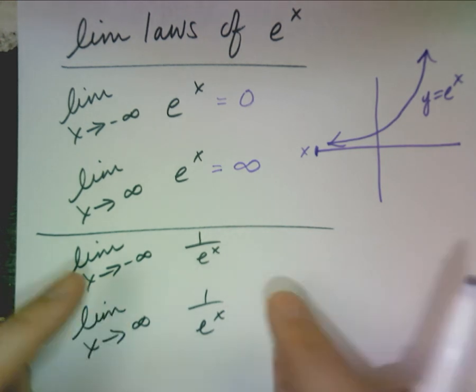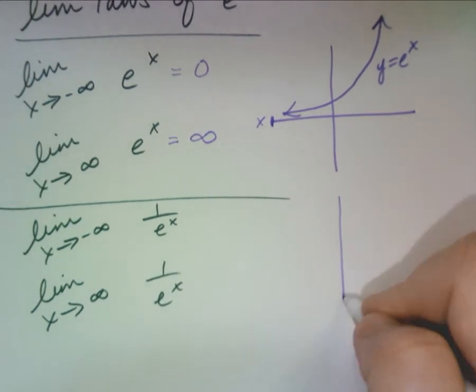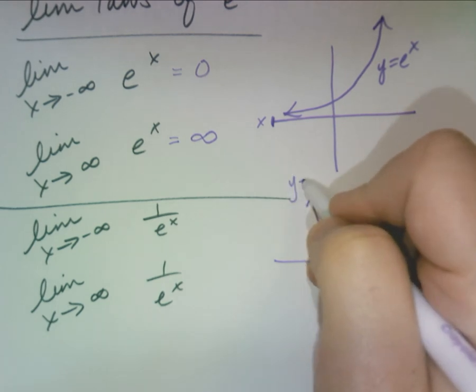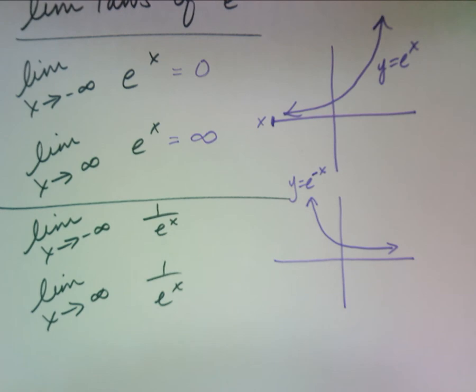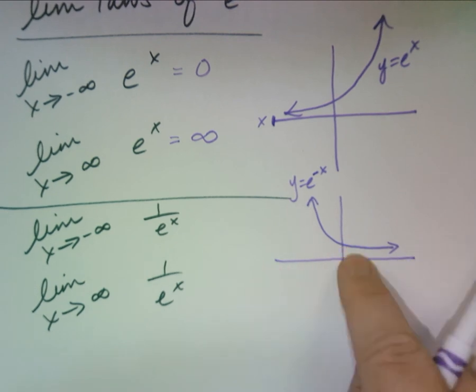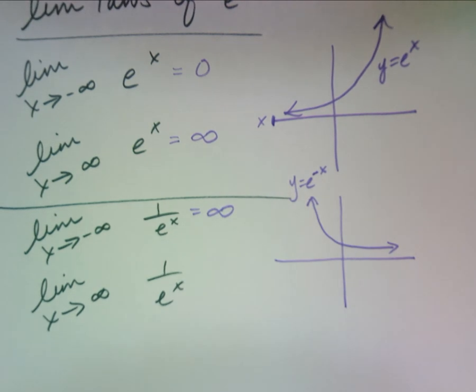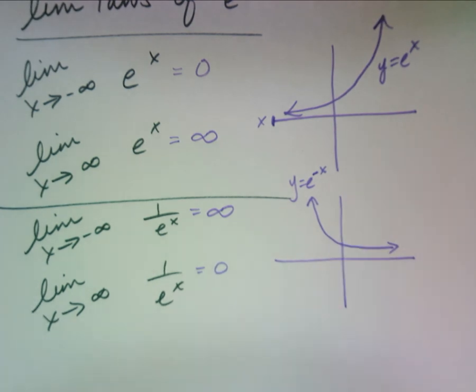What if I flipped that? What if I now did 1 over e to the x? Well, 1 over e to the x looks like this. y equals, I'll call it e to the negative x. What just happened to these two limits now? They flipped. That's all they did. So as x gets more and more largely negative, y's are getting more and more bigger. As x gets more and more largely positive, I'm approaching 0. Okay? That's going to help us for the future.